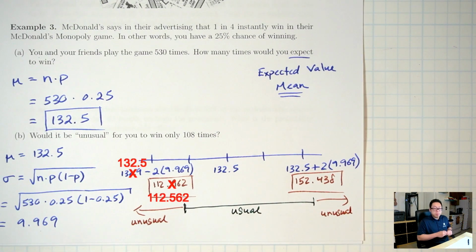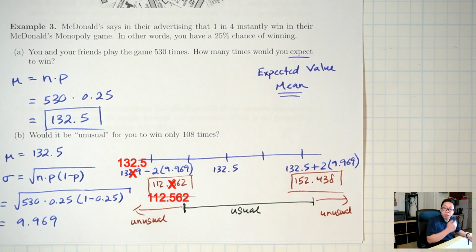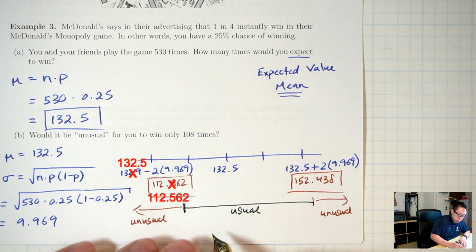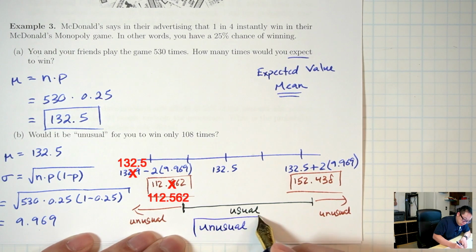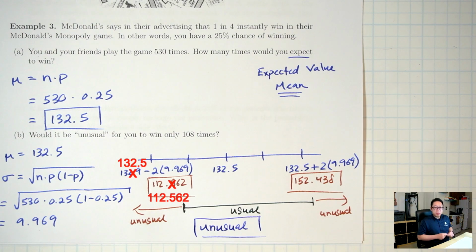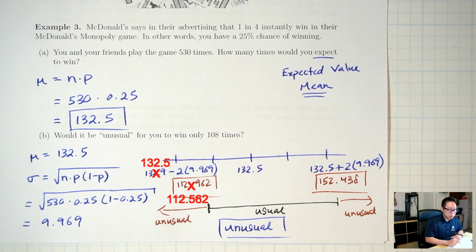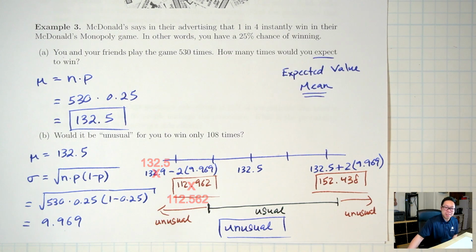Okay, so the question is, where's 108? Is 108 in the usual zone or in the unusual zone? Here's 112, so 108 should be to the left. So now we'll put it in the unusual zone. So no, McDonald's, winning 108 times is not normal. It's actually unusual. So there's something suspicious going on. McDonald's is acting kind of shady.